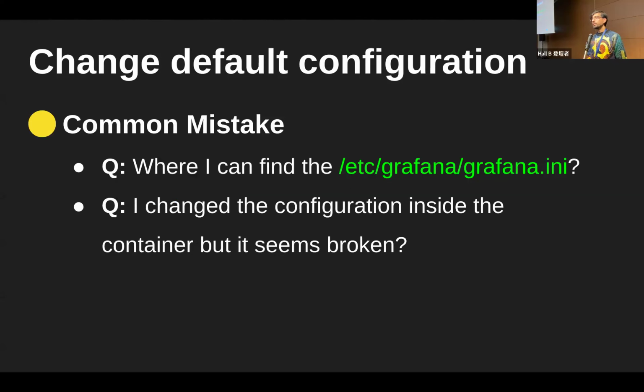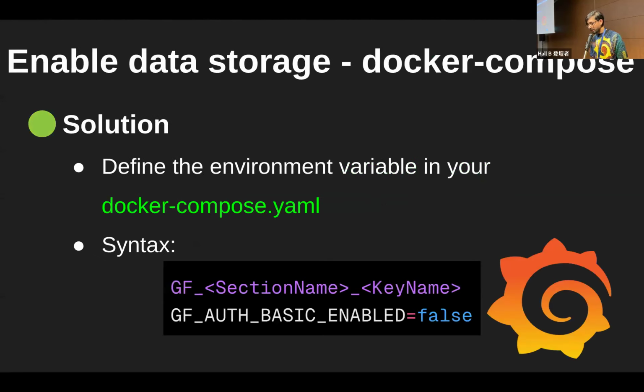And the common questions we got from the community are like, where can I find my grafana.ini file when I'm using it with Docker? Or, I went into the container and created a configuration file for Grafana, but it seems broken or does not work as it should. This happens quite often, and the solution is that you should always use the environment variables in your Docker Compose file to define customized configuration for Grafana.